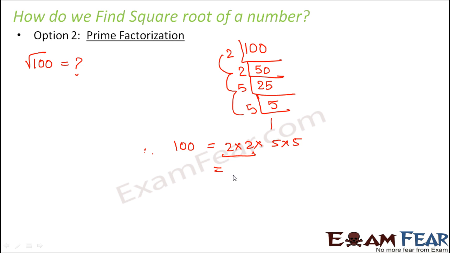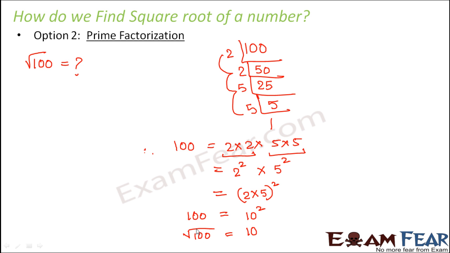How many times do we have 2? 2 multiplied by itself, that is 2 square. Similarly, 5 multiplied by itself is 5 square. So 2 square into 5 square is actually 2 into 5 whole square. 2 into 5 is 10. So we see that 100 is equal to 10 square. That means if I want to get 100 from 10, we square 10. If we want to get 10 from 100, we have to find its square root. So square root of 100 is equal to 10.